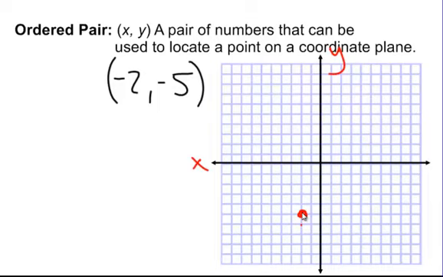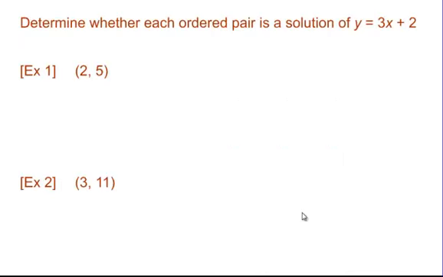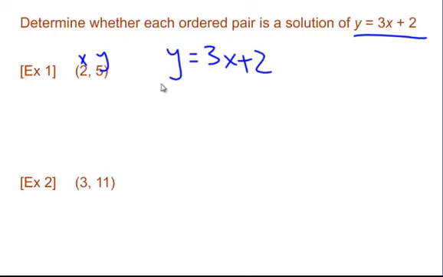Okay. So how do we actually use this? Well, we're going to see if these work for an equation. So we're going to use this equation, y equals 3x plus 2. It says determine whether each ordered pair is a solution of y equals 3x plus 2. So for number 1, remember it's x comma y, so we're going to see if these fit in. So I'm just going to rewrite the whole thing, y equals 3x plus 2. I'm going to plug in 5 for y, since that's my y. And I'm going to plug in 2 for x, since that's my x.